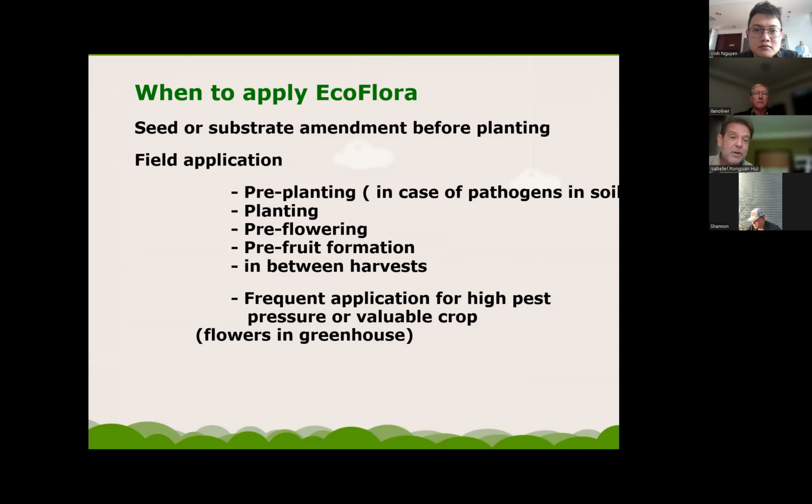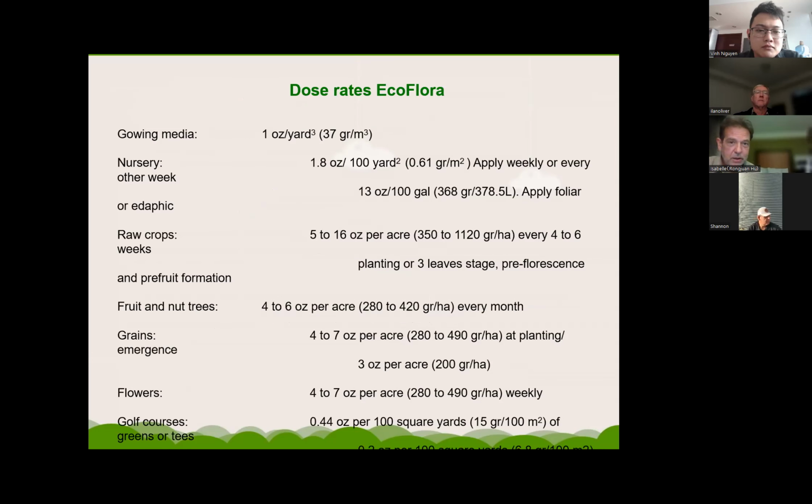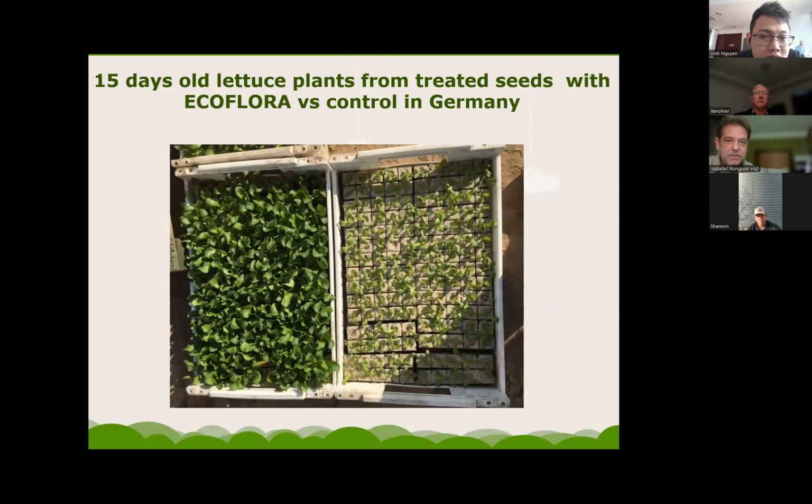And we started the program Green Leaf in Colombia. We were the first ones to bring that technology there. And for the first time, they were able to grow flowers without any chemicals, when it was the most chemically consuming industry in agriculture. On the web page, you're going to have all these dosage rates. And here are some results, just visual results.